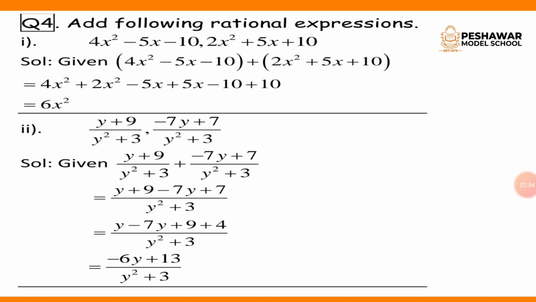Part number 2, y plus 9 over y square plus 3, minus 7y plus 7 divided by y square plus 3. By adding these two, taking the LCM of both, y square plus 3 is the LCM, and the numerator terms are simply added with each other. y plus 9 minus 7y plus 7, then y minus 7y, and 9 plus 4, divided by y square plus 3. We get minus 6y plus 13 divided by y square plus 3. This is the simplified form.